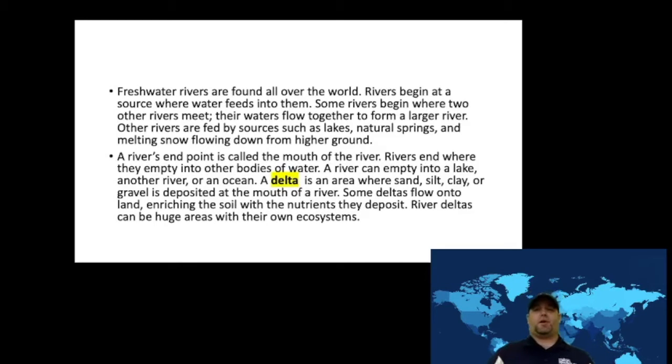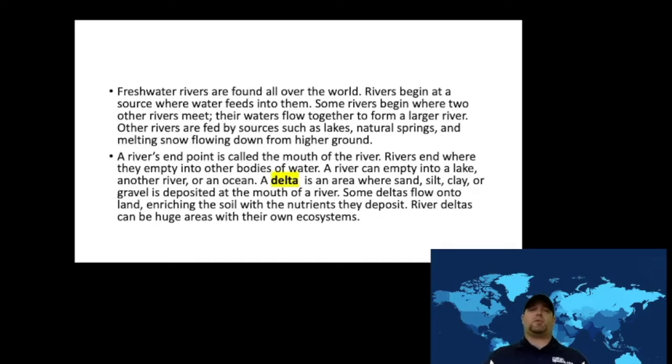Freshwater rivers are found all over the world. Rivers begin at a source where water feeds into them. Some rivers begin where two other rivers meet. Their waters flow together to form a larger river. Other rivers are fed by sources such as lakes, natural springs, and melting snow flowing down from higher ground.